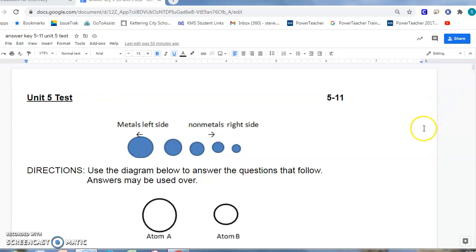Welcome to our first help video on 5-11, the Unit 5 test. This test is of great importance because we need to understand all of the concepts in Unit 5 in order to best understand virtually everything we talk about for the rest of the year. So watch these help videos carefully.